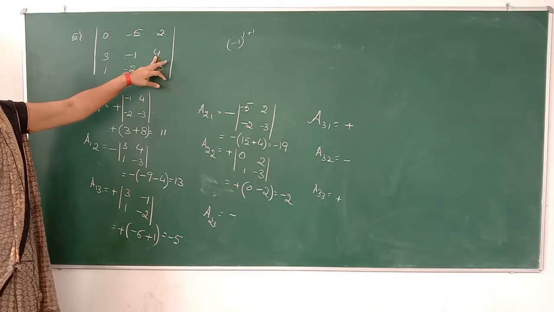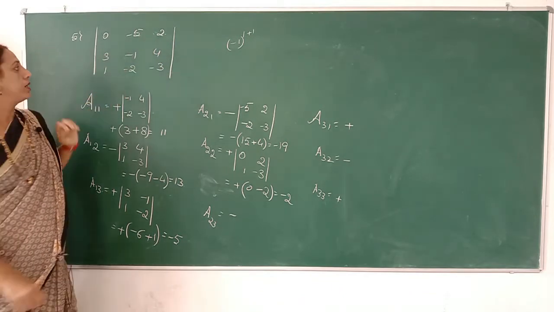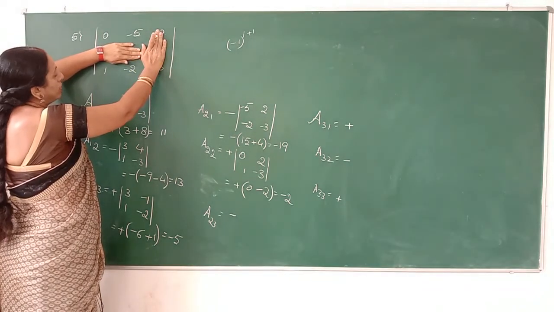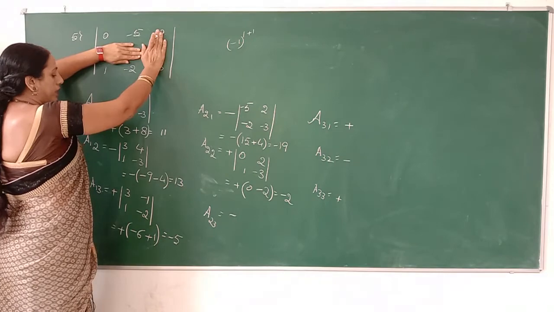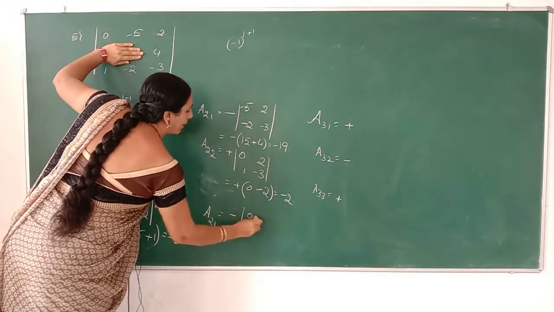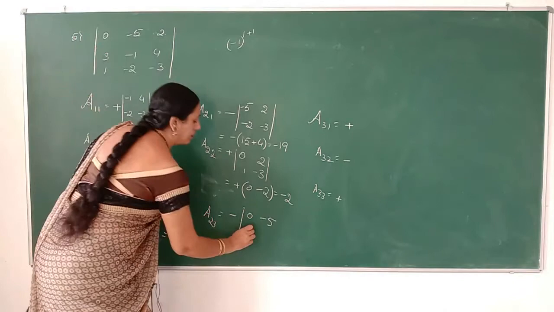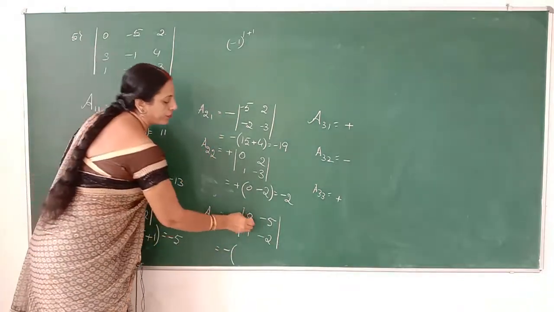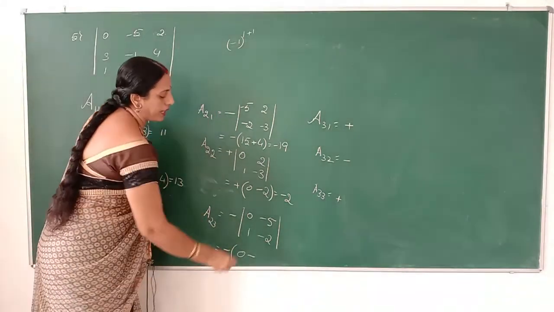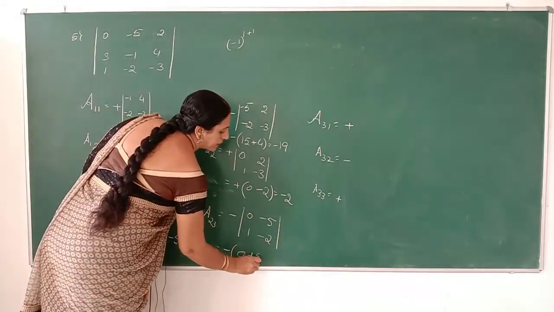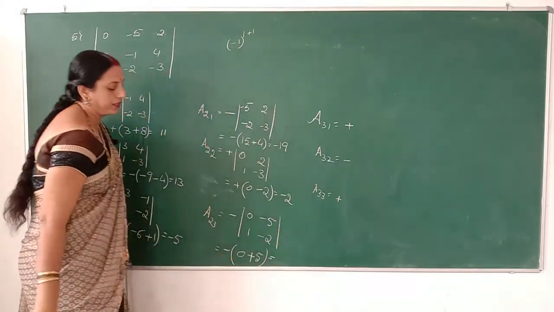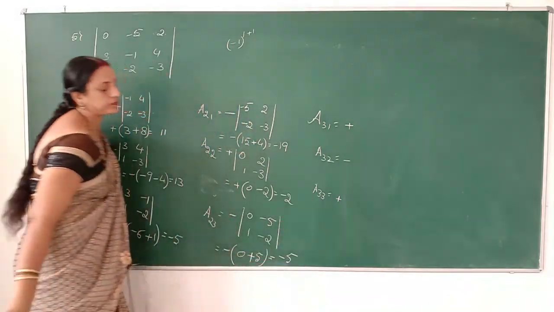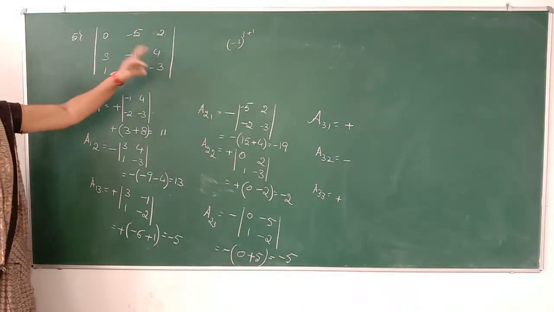The next element is 4. 4 is an element of second row, third column, and these get neglected, and the remaining elements are 0, minus 5, 1, minus 2. So simplify. Minus half. Left diagonal is 0, minus right diagonal is minus 5, that is minus into minus is plus 5. So 0 plus 5 is 5, 5 into minus is minus 5. That is the cofactor of 4.